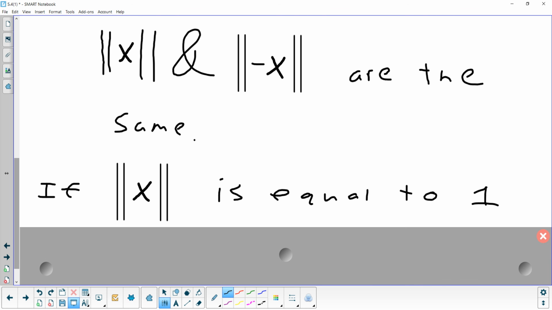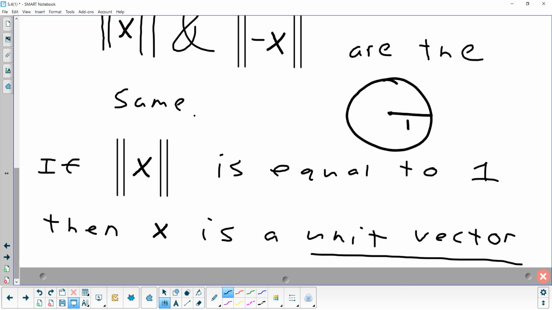All right, if the length comes out to exactly 1, there's a special word for that. Does anybody remember when we studied circles? If you had a radius of 1, that was called a certain type of circle. Anybody remember the name of the circle when the radius was 1? Yeah, it's called a unit circle. Well, if you have a vector that comes out to exactly a length of 1, we call it a unit vector. So all that's special about a unit vector is that it's 1 unit in length. That's all.